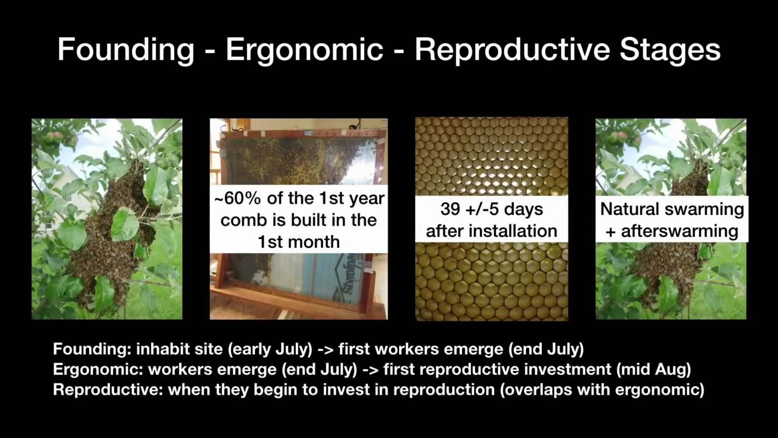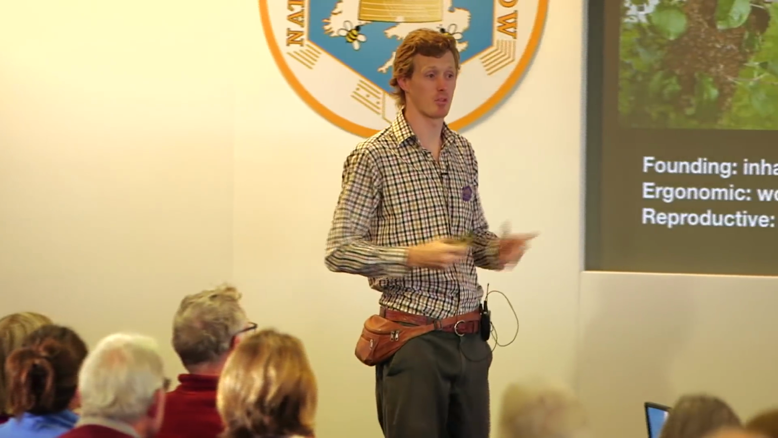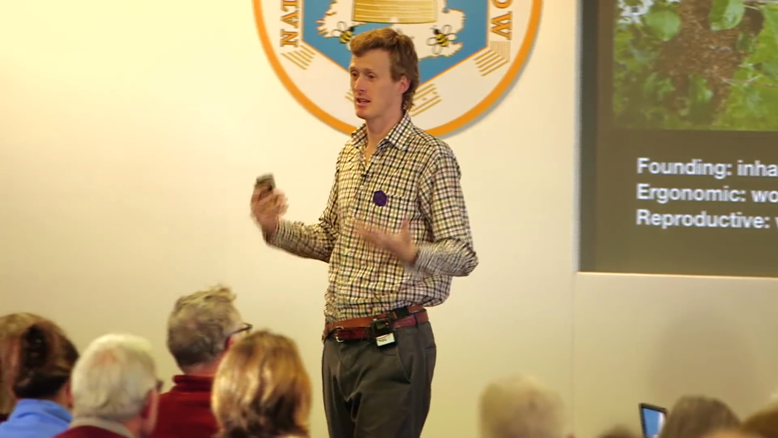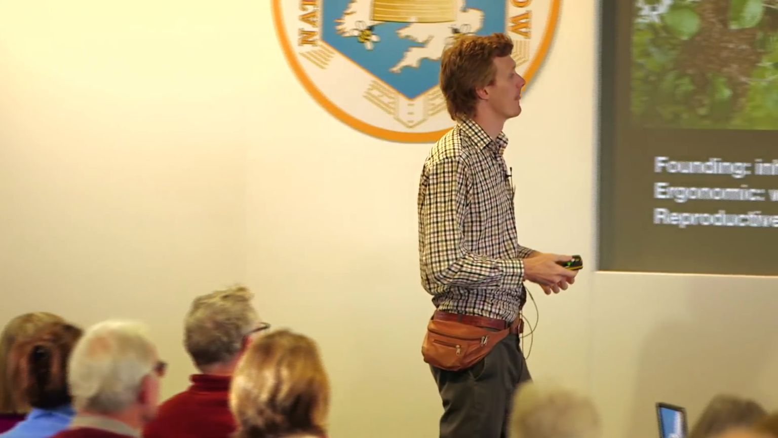I can tell you that 60% of that first year's comb is built in the first month. So you really think of that swarm of bees, they're really raring to go when it comes to building comb. And of course, that comb is what the colony is going to live on. If they don't have the comb, they don't have the storage space. They're really aggressive about getting a lot of comb in that first month.